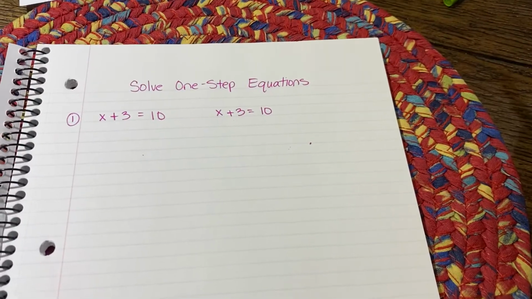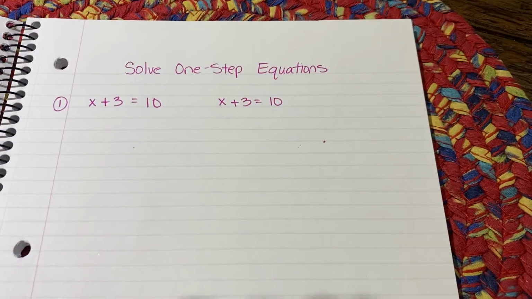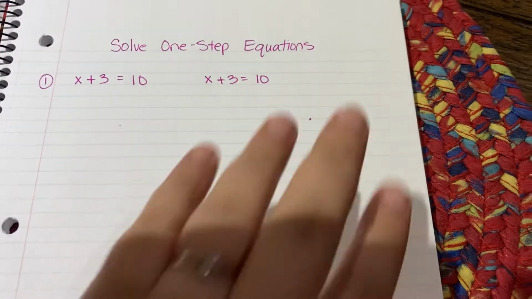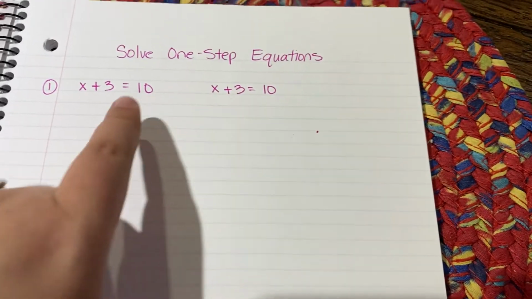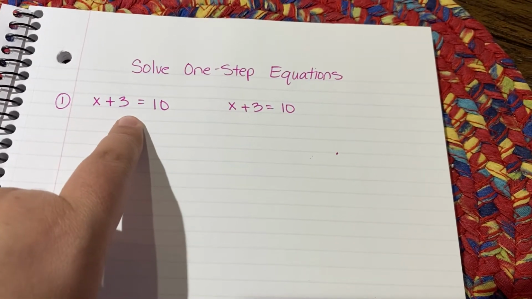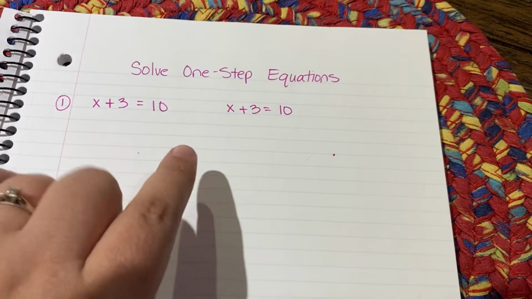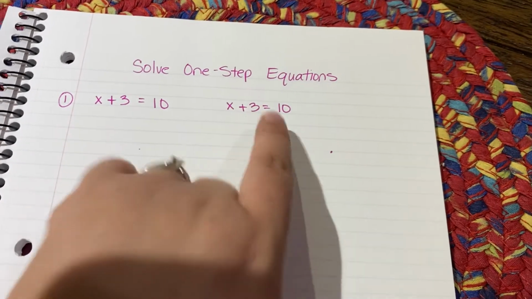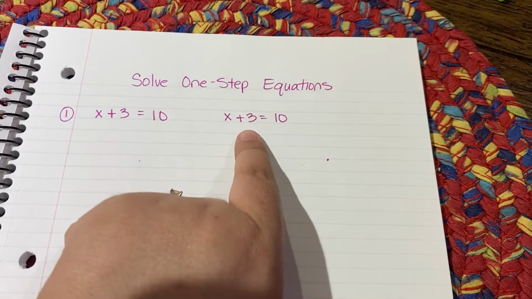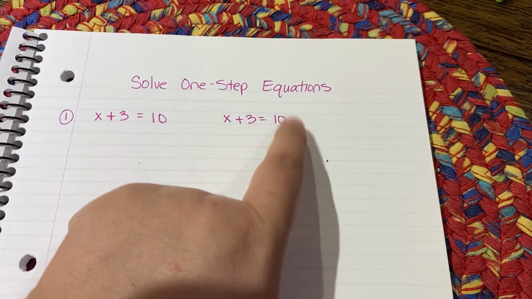Here is our first example. X plus 3 is equal to 10. So the reason I wrote it twice is because I want the original problem to be here at all times. I never want y'all to forget what the problem was. So we're going to always rewrite the problem a second time. So X plus 3 is equal to 10.